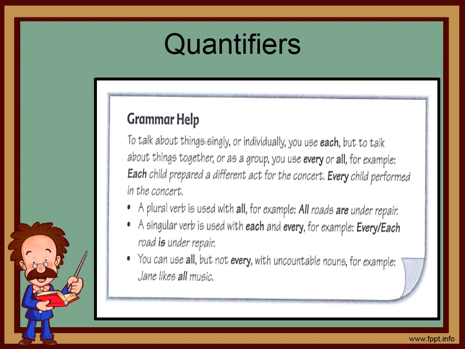So you can see here the example sentence: every road is under repair. If I use every here, it means I am discussing the roads as a group, meaning all the roads, right? Or if I use each, then each road is under repair. It means I am emphasizing all the roads individually, or I am giving importance to each and every road, right?